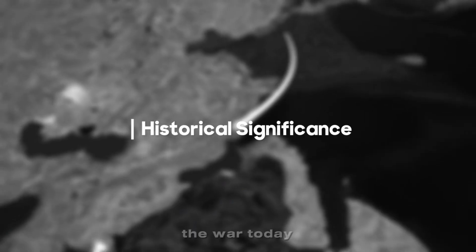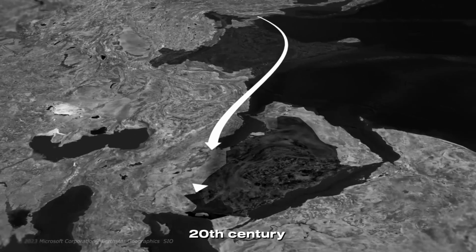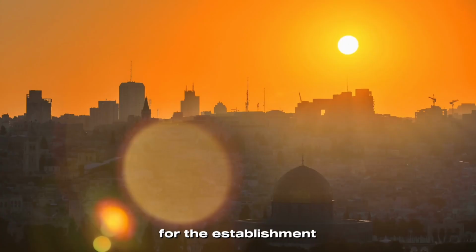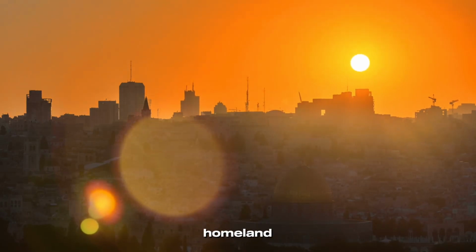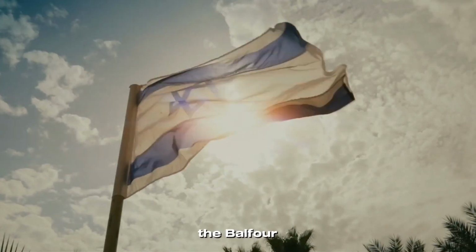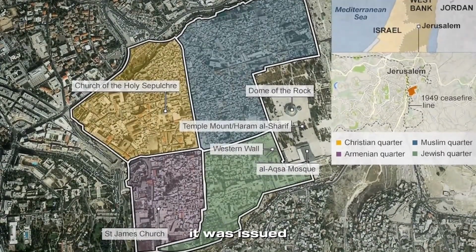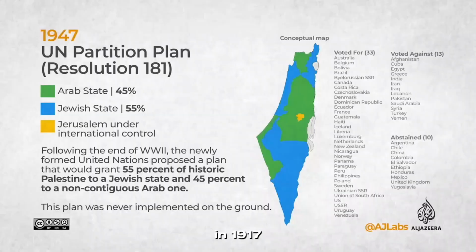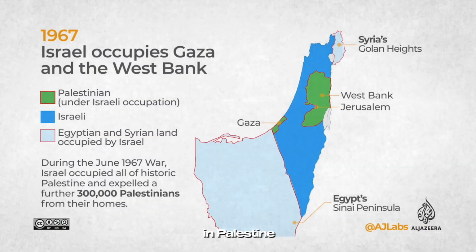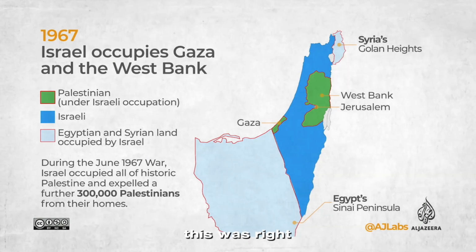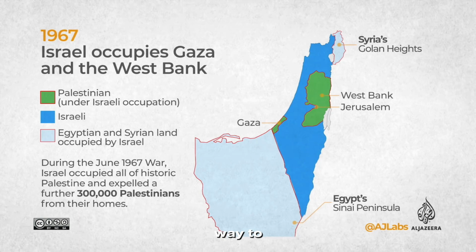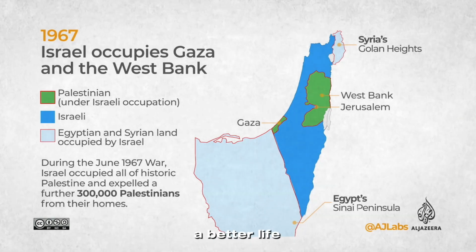The war today has its roots in the early 20th century, when the Zionist movement began to advocate for the establishment of a Jewish homeland in Palestine. Here, we need to talk about the Balfour Declaration. It was issued by the British government in 1917 and promoted an idea of a Jewish homeland in Palestine. This was right around the time of World War I, and a lot of Jewish immigrants made their way to the region in hopes of a better life.